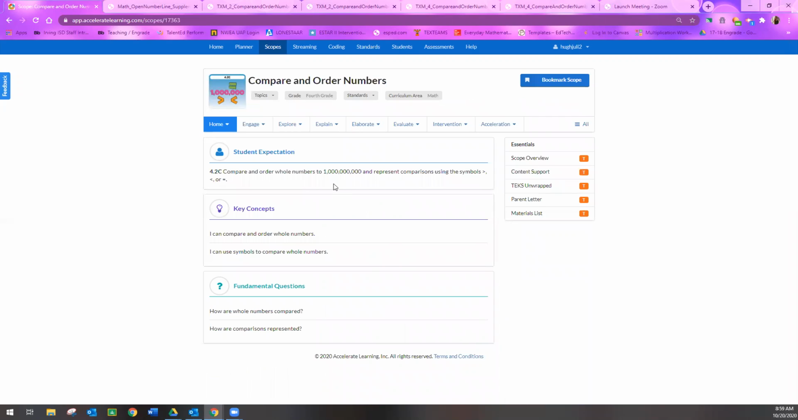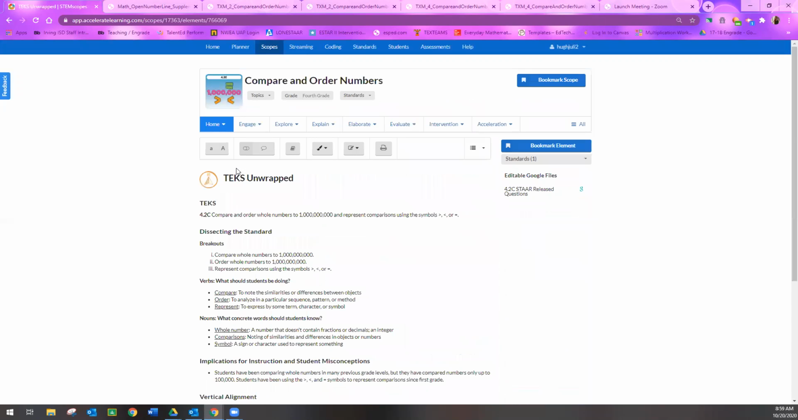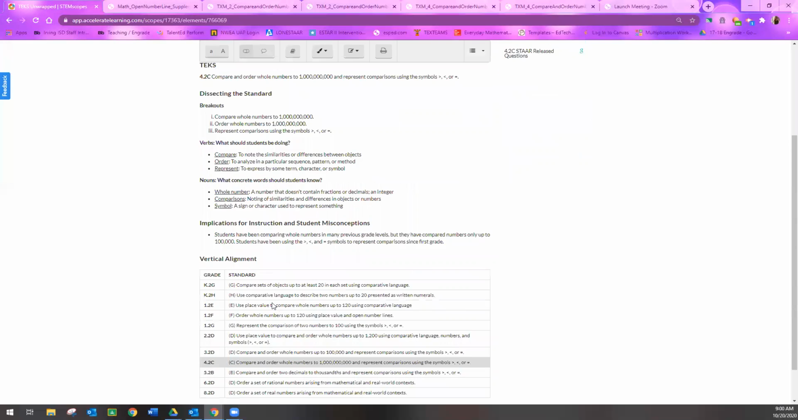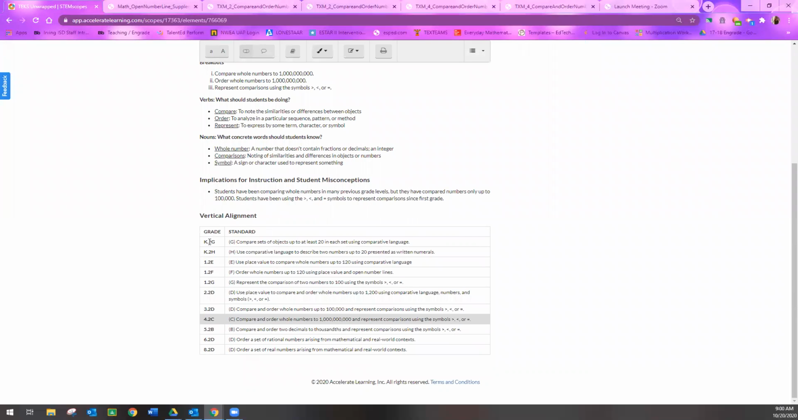And the first thing I would like for you guys to do is go to the Home tab and scroll down to where it says TEACs Unwrapped. This is important because it shows you all of the breakdown of the TEAC. So compare whole numbers up to 1 billion, order numbers up to 1 billion, represent comparisons using the symbols greater than, less than, or equal to. And it tells you the verbs and the nouns that the students are going to have to be able to be familiar with. And then it also has the vertical alignment, which is my favorite part.